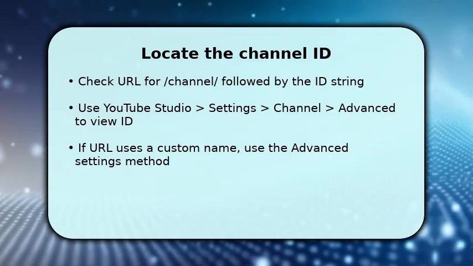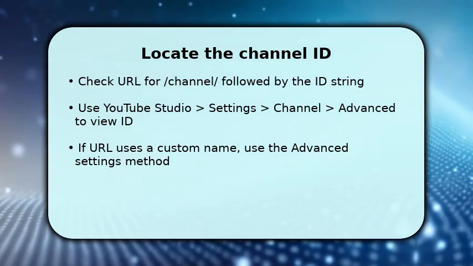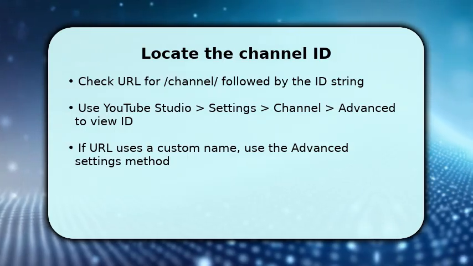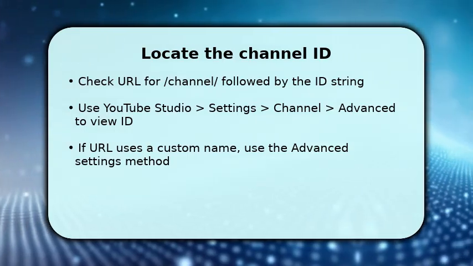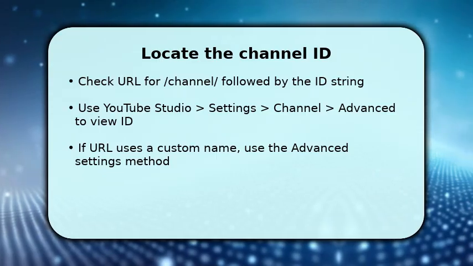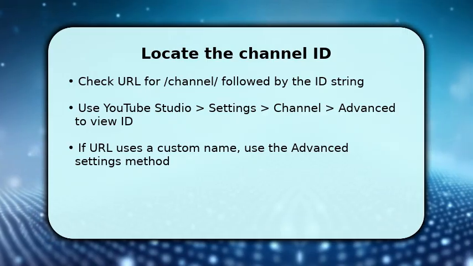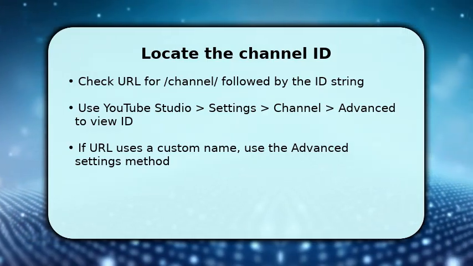If the URL shows a custom name instead, go to YouTube Studio, open Settings, select Channel, then Advanced Settings to reveal the channel ID. This is important because custom URLs hide the raw ID in the address bar. Using Studio guarantees you find the canonical identifier every time.